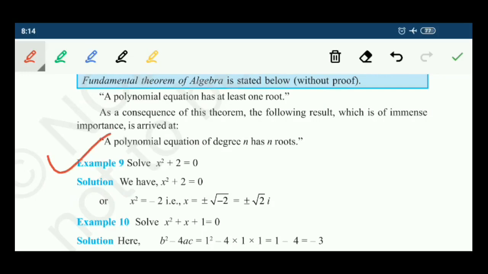Now you can see example number 9. In example number 9, they have given an equation: x square plus 2 equal to 0.